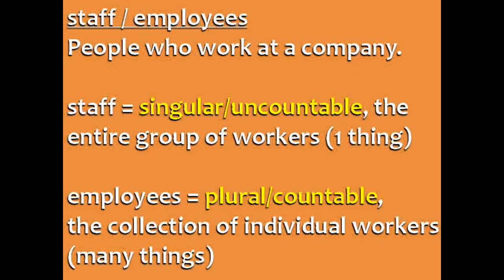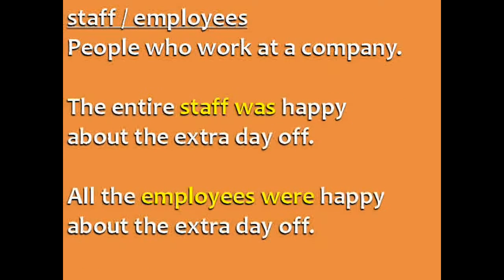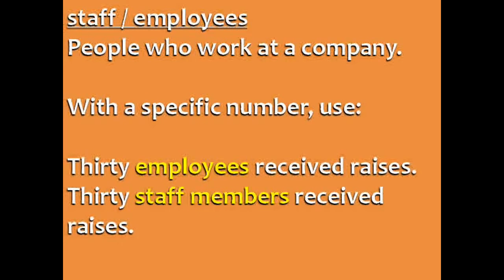Staff and employees. Both of these words refer to people who work at a company, but staff is always singular and uncountable. It describes the entire group of workers as one thing. Employees is countable and plural. It describes the collection of individual workers. The entire staff was happy about the extra day off. All the employees were happy about the extra day off. Notice that with staff we use was, and with employees we use were. Whenever you use a specific number, use employees or staff members. 30 employees received raises. 30 staff members received raises.